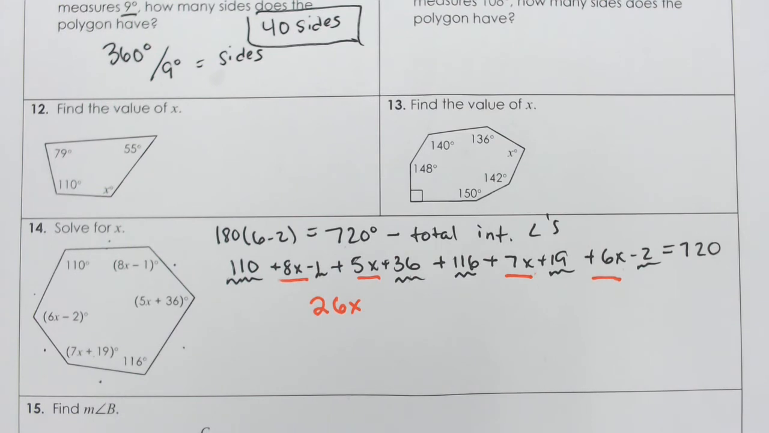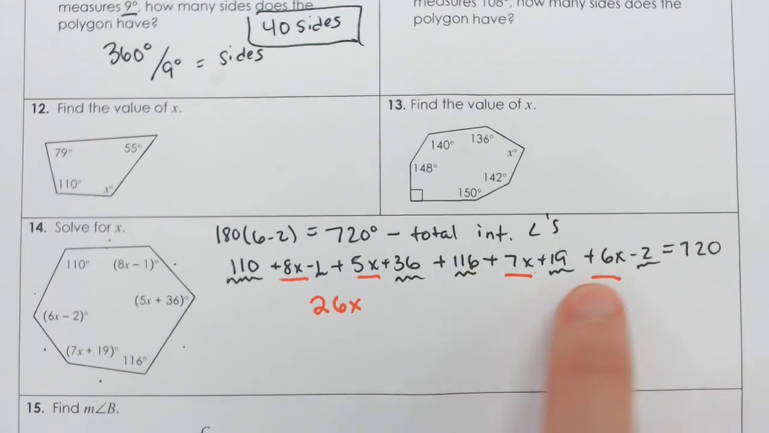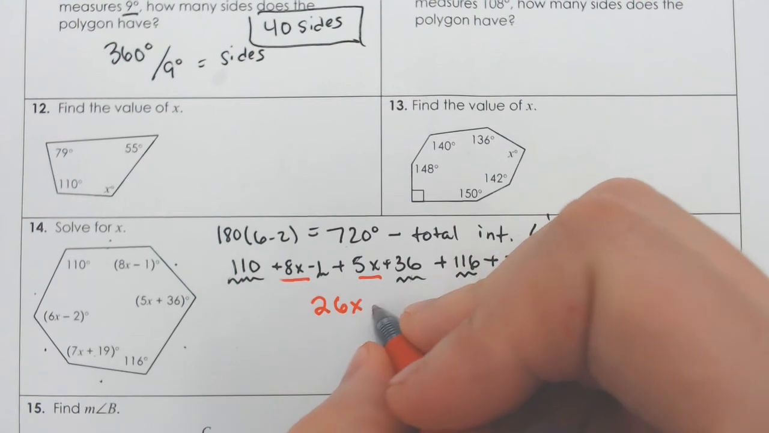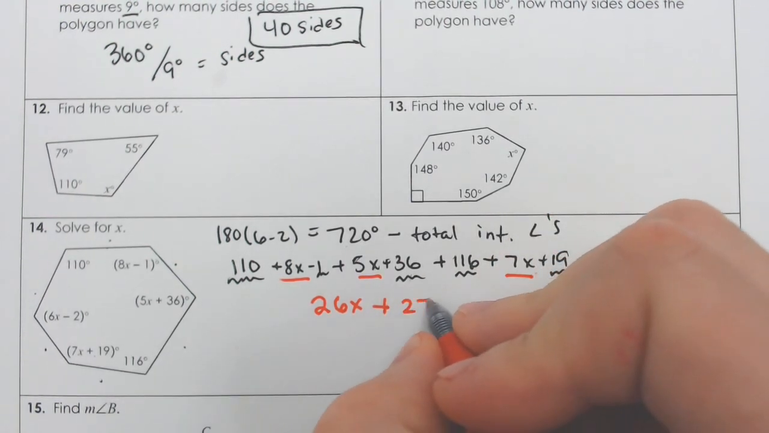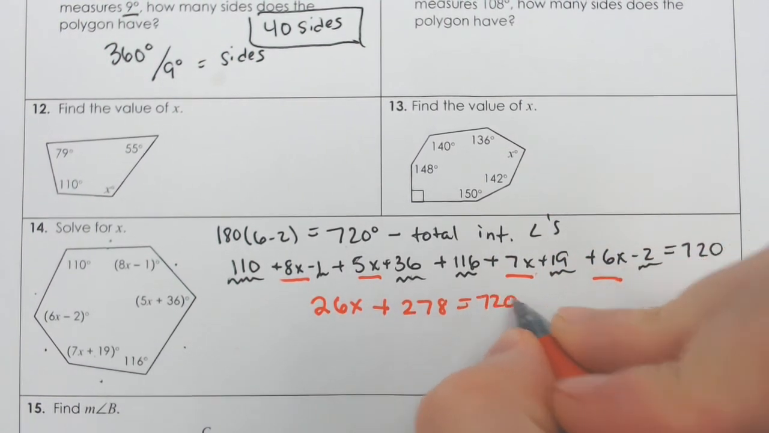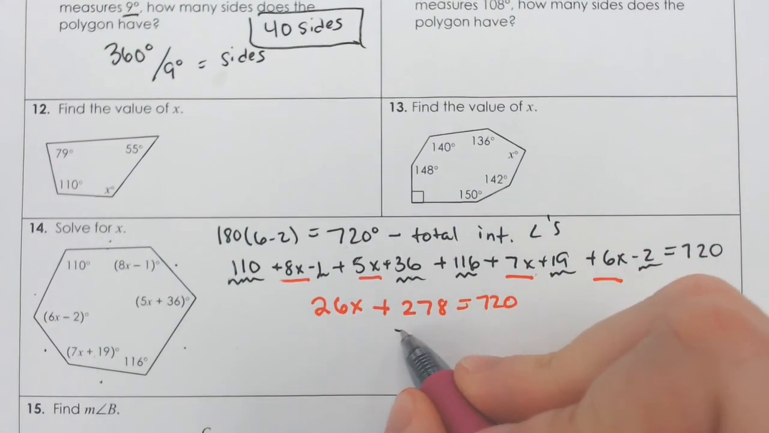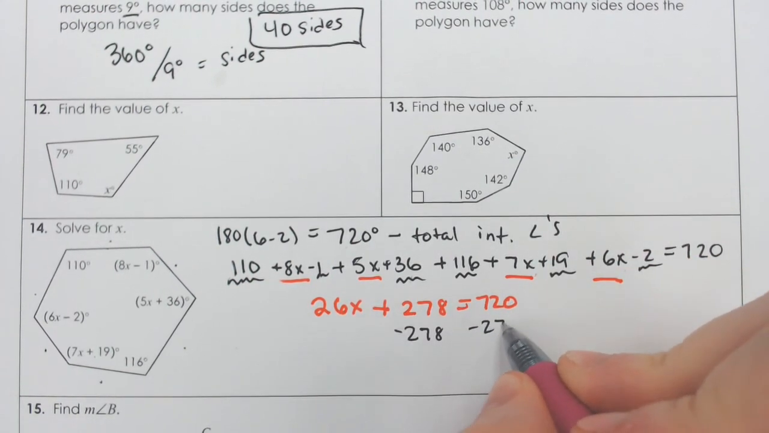So I got 110 with a negative 1, combined with 36 and 116 and 19 and a negative 2, combined total to 278, and that would equal 720. So it's really just a lot of combining like terms, but it's not that hard after you combine the like terms. We just subtract 278. It's a big number, but we got a calculator.